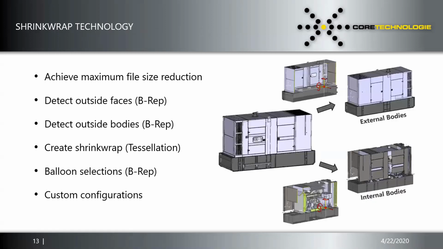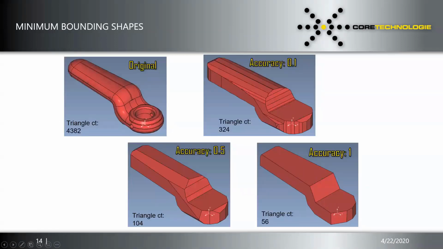Shrink wrap technology, I touched on this before, so I'm just going to skip over this slide because you're going to see it in the demonstration. Really quick, what you can see is how we can identify external and internal bodies. And then our bounding shapes.